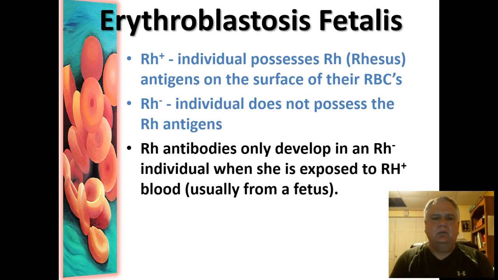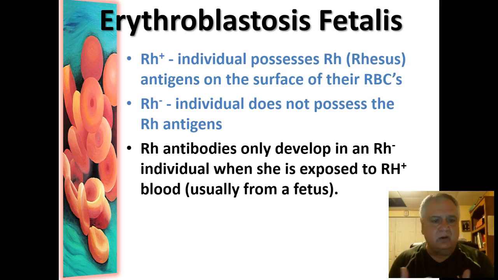Now, what about the plasma? So if a person is Rh positive, they can't have Rh antibodies floating in their plasma because the antibodies would clump the blood. But what about Rh negative individuals? Would they possess the Rh antibodies in their blood? Not necessarily. If they have not been exposed to Rh positive blood, they will not have the Rh antigens.